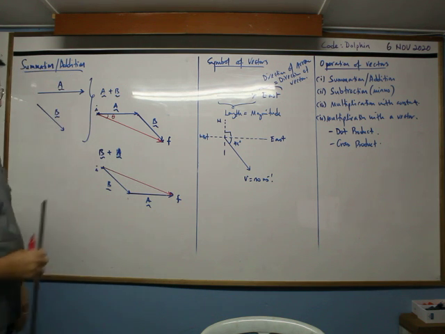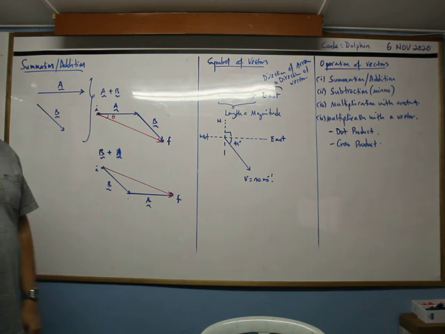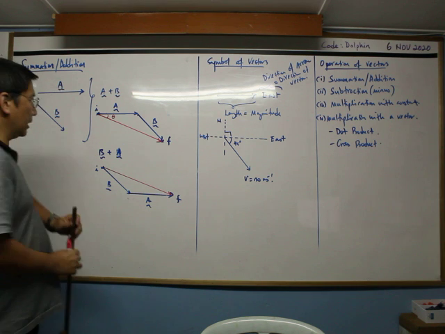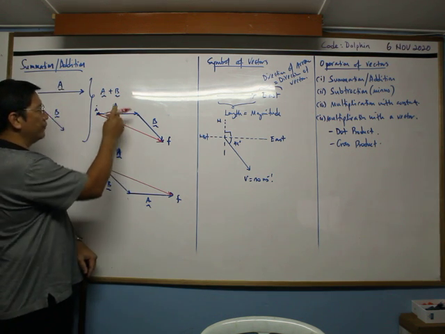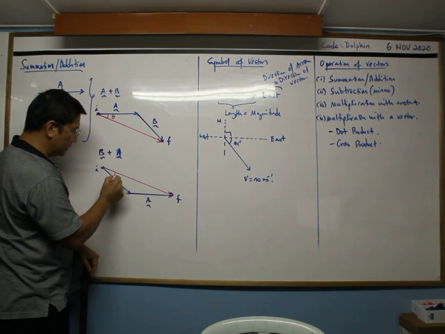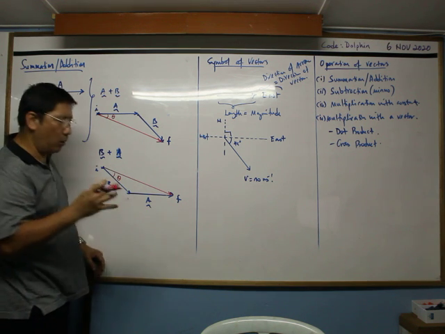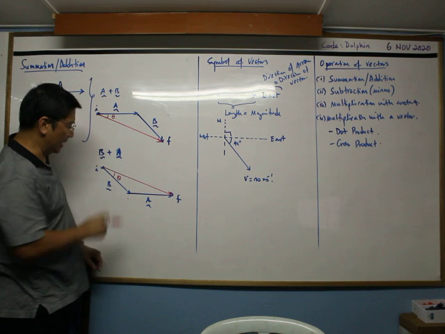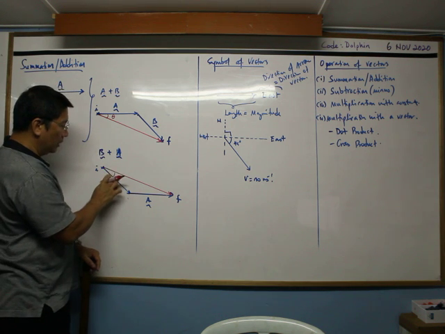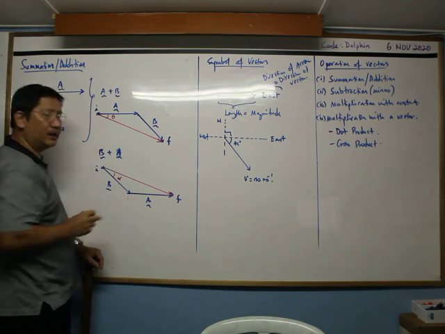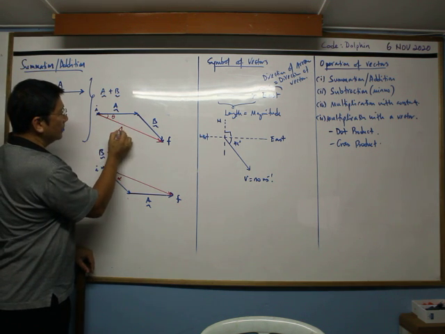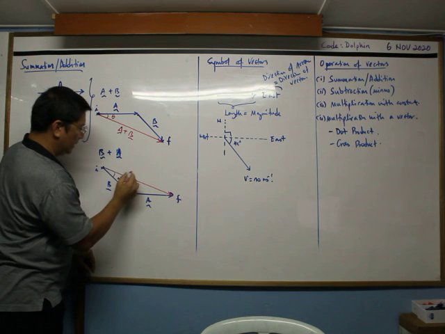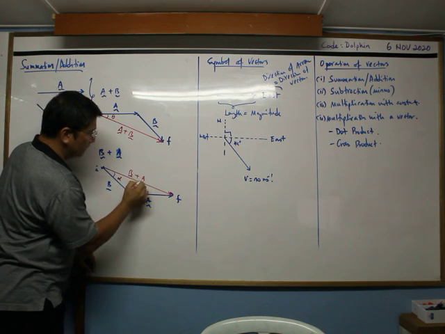Now, if you compare these two lines, they are parallel. So this angle now, instead of with A, is with B. But it's not wrong if you calculate the angle here, it's okay. But since this one is a different angle, I will call this one alpha instead of theta. Now this one here is A plus B, and this one is B plus A.